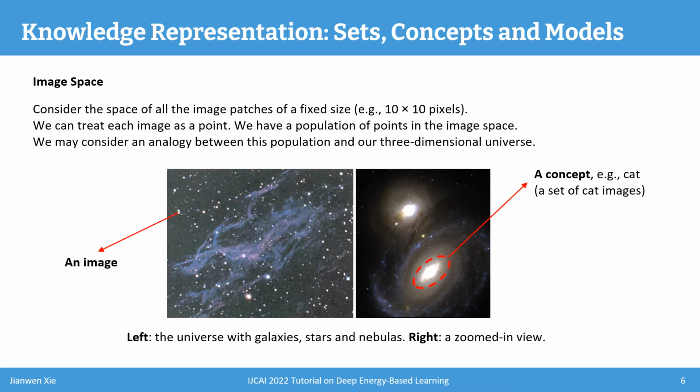The distribution of the population of natural image patches in the image space is also highly uneven. In the image space, we need to identify, map out, and catalog those high-density clusters, such as stars, as well as the low-density regions, such as nebulas.